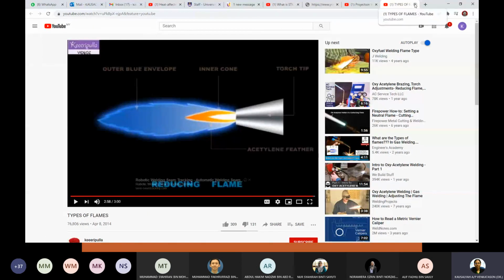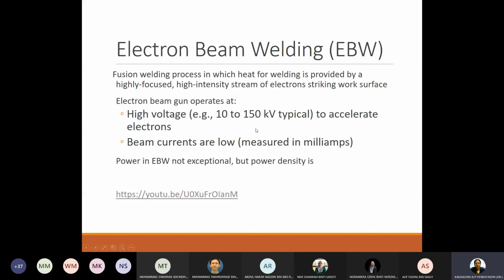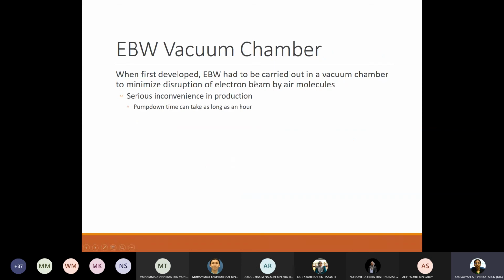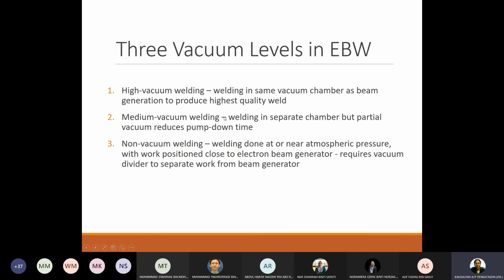Very clearly and systematically explained over here. Okay. And as mentioned earlier, there was the electron beam vacuum chamber. All right. So when this was first developed, it had to be carried out in a vacuum chamber to minimize disruption of the electron beam by air molecules. All right. So this is a serious inconvenience in production, and it can take downtime.